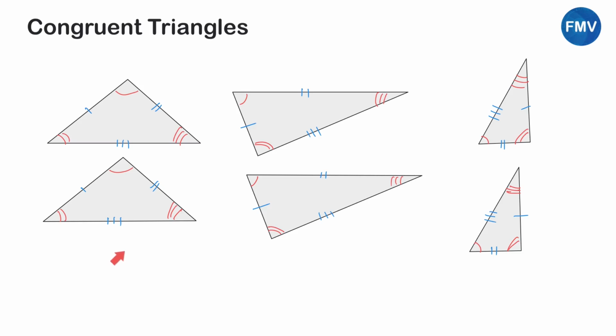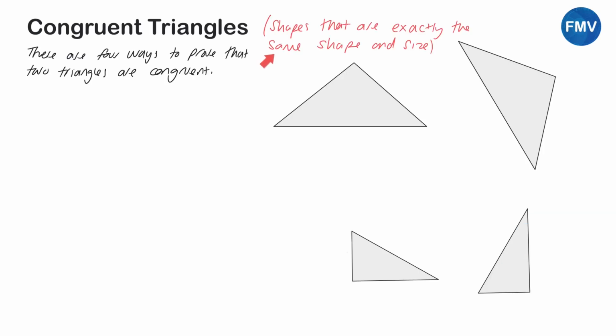So a quick recap. Congruent just means shapes that are the same size and shape. So at the top of the page, I've put the statement that congruent triangles are shapes that are exactly the same shape and size. Remember, they can be flipped. Okay, so there are four ways to prove that two triangles are congruent. The first way is to show that all the three sides are equal to each other. Not all three sides are equal, but equal to each other.